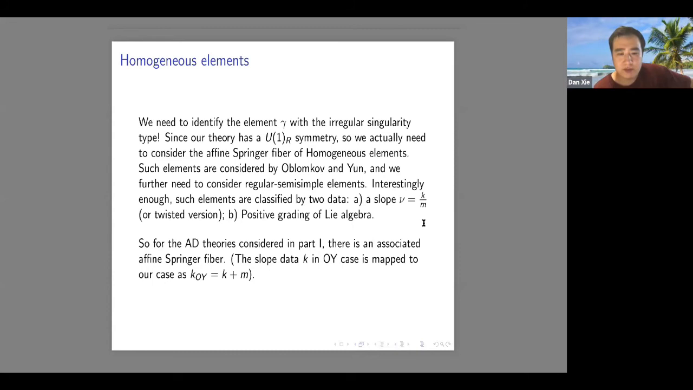So the point here is that for the algebra considered in part one, for every one of them, there's an associated affine Springer fiber. It is a slight shift of the numeric data in k and our number.